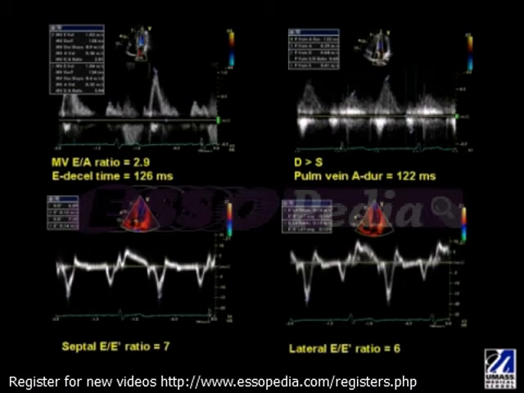As you can see, the mitral E to A ratio equals 2.9, and the E deceleration time is 126. Off to the right, the D wave is much greater than the S wave, and the pulmonary vein A duration equals 122 milliseconds. To the bottom left, you see that the septal E prime is 15, and the E to E prime ratio equals 7. Over to the right, you see that the lateral E to E prime ratio is 6, and the E prime velocity is 18.